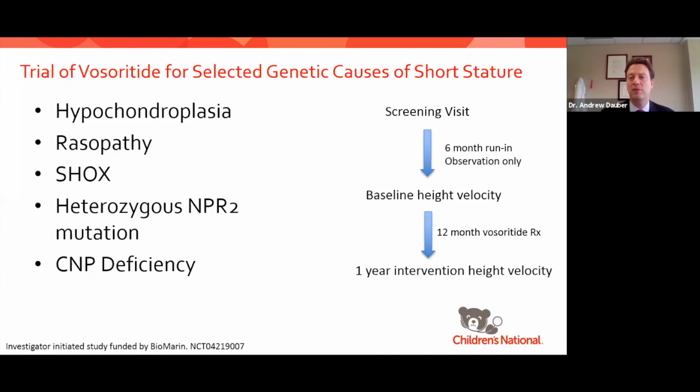And the design of the trial is that they come for a screening visit here to Children's National. We do a 6-month observation period where we're just measuring their baseline growth velocity, and then we'll treat them with Vosoritide for a year. So if you have any patients you think would be interested or are eligible, please feel free to reach out to me.